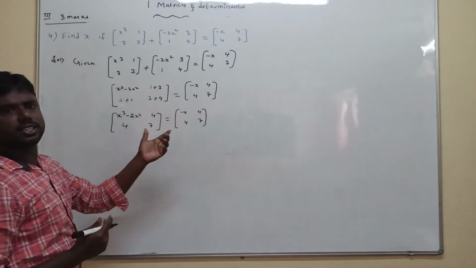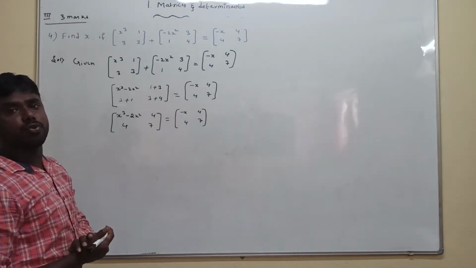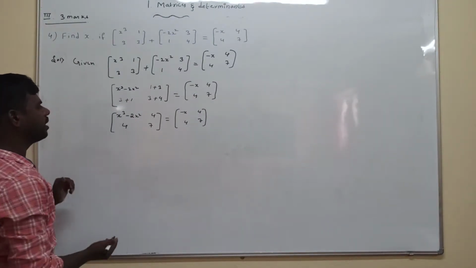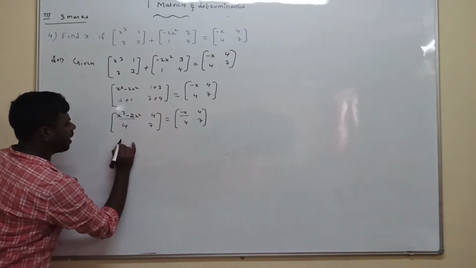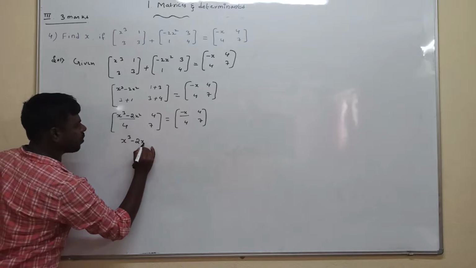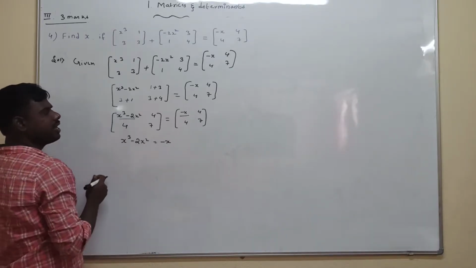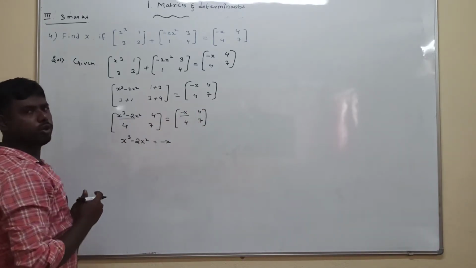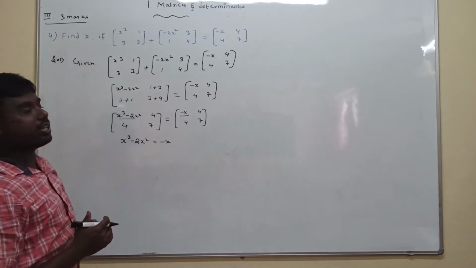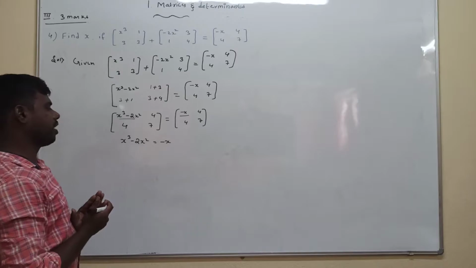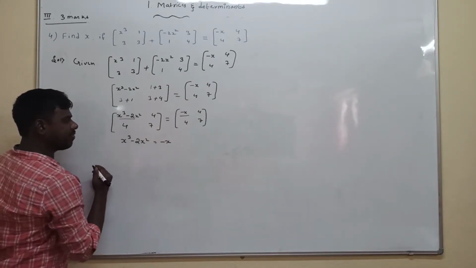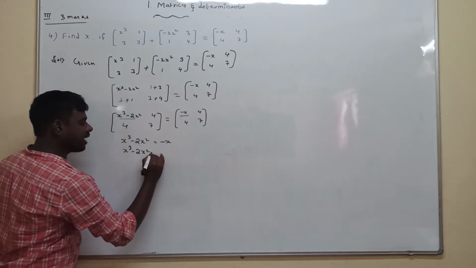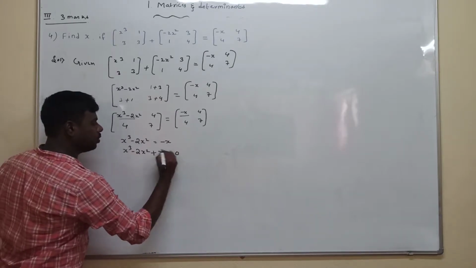Now, if two matrices are equal, their corresponding elements are equal. But we are asked to find x, so we focus only on the x variable. The first element is equal to the first element: x cube minus 2x square is equal to minus x. The remaining elements are equal: 4 is equal to 4, 4 is equal to 4, 7 is equal to 7. The numbers need not be written because we are asked to find x. Now take minus x to the left hand side: x cube minus 2x square plus x is equal to 0.